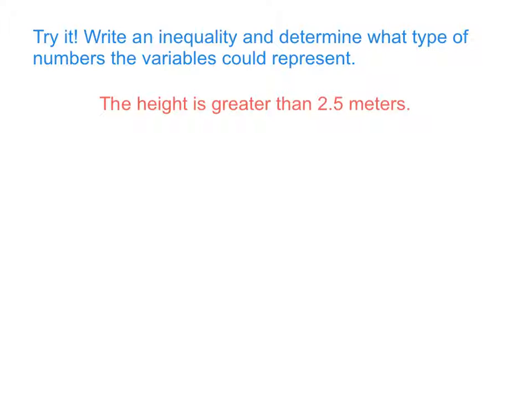Okay. So what is my variable? We're looking for the height. So that's going to be my variable, the height. Let's use H. Usually I do these in cursive so they don't look like numbers. H is greater than 2.5 meters. There's my write an inequality.